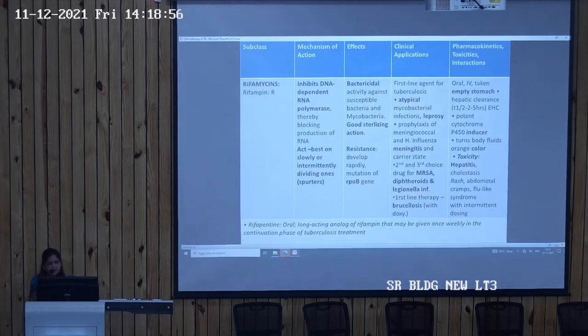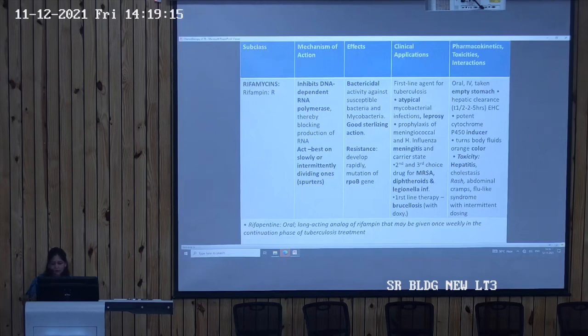And the toxicity, again, they are hepatotoxic. They can cause cutaneous syndrome like rashes, abdominal cramps, flu-like syndrome. With intermittent dosing, it is more, this flu-like syndrome or cutaneous syndrome. Okay, this was important in rifampicin.